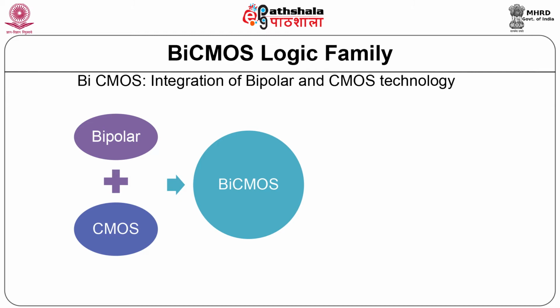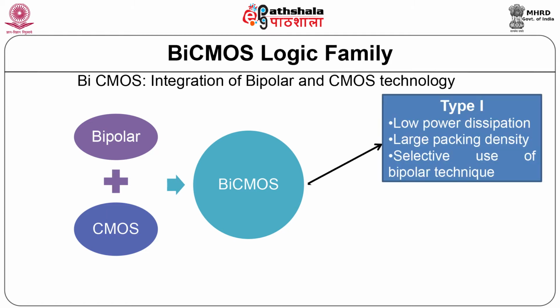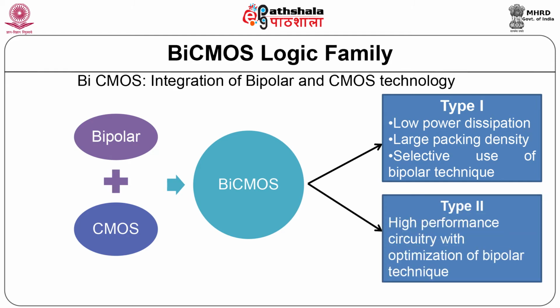There are two major categories of BiCMOS logic devices. In one type of device, moderate speed bipolar circuits are combined with high performance CMOS circuits. Here, CMOS circuitry continues to provide low power dissipation and larger packing density. Selective use of bipolar circuits gives improved performance. In the other category, the bipolar component is optimized to produce high performance circuitry.